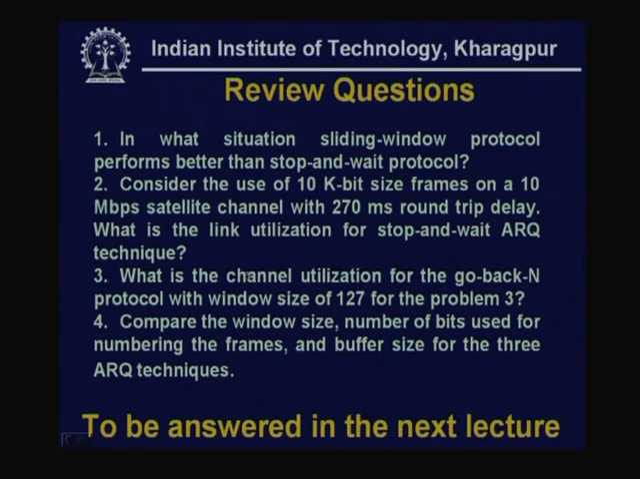Third question is, what is the channel utilization for the go back N protocol with window size 127 for the problem 3? So, in the previous case, it was stop and wait, so window size was 1. Now it is 127. So, in this case, what is the utilization? Fourth question is, compare the window size, number of bits used for numbering frames and buffer size for the three ARQ techniques.